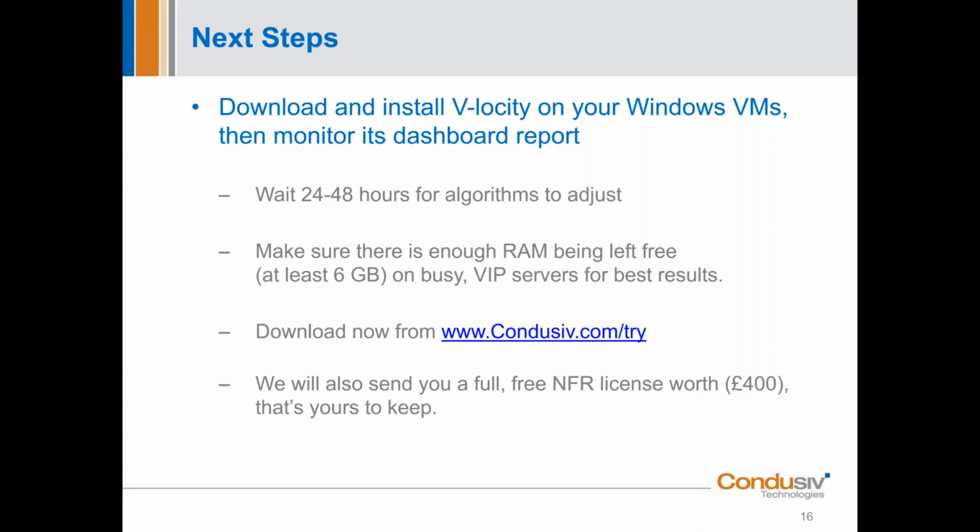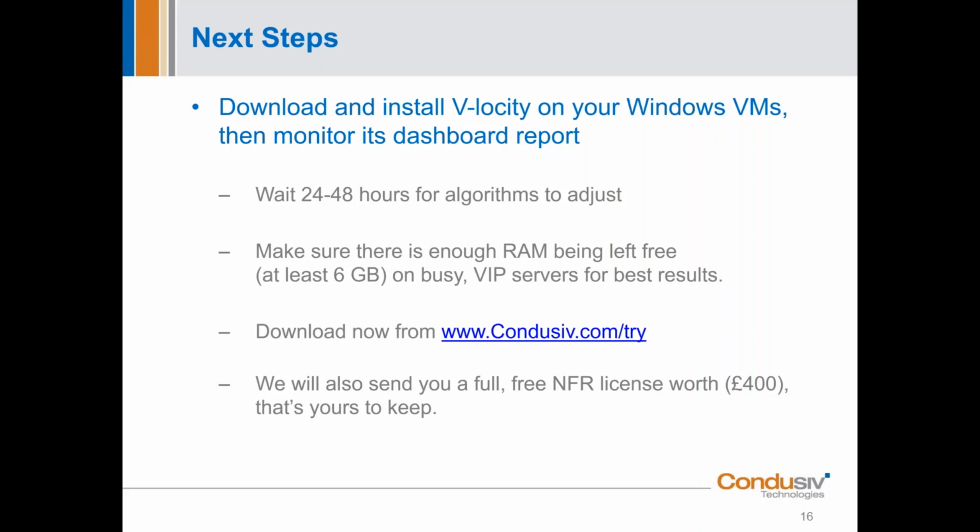And just as a couple of tips from someone who has installed this software in many customer environments, I would suggest that you wait 24 to 48 hours after installation to check the results. The reason for that is that this will give V-locity's telemetry algorithms a chance to learn a bit about the workloads that you're running in each machine and start figuring out what the hot blocks of data are that should be in the RAM cache.